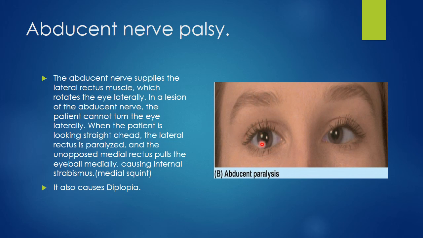In this diagram we can see this is normal eye, and this is with lateral rectus muscle paralysis, and the eyeball is present in adducted position. When the patient is looking straight ahead, the lateral rectus is paralyzed and the unopposed medial rectus pulls the eyeball medially. This condition is called internal strabismus or medial squint. It also causes diplopia or double vision.